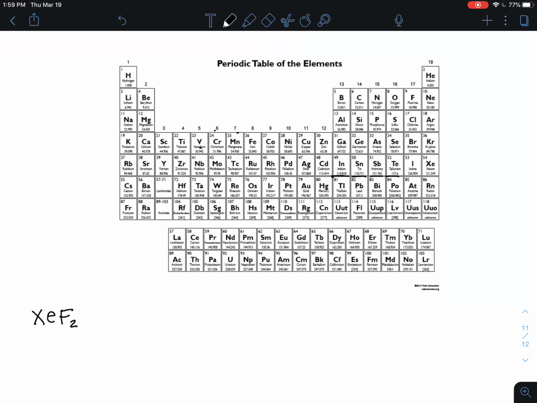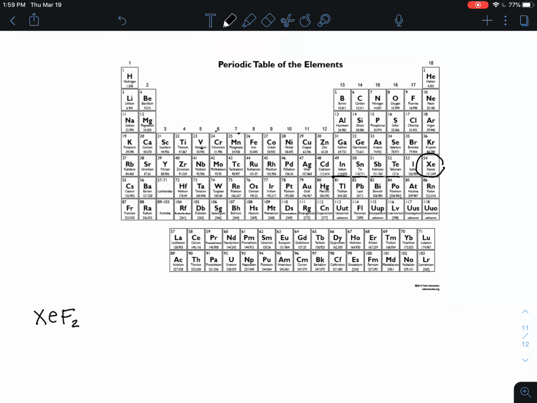Drawing Lewis structures of a little bit more complex compounds. So here we have xenon difluoride. This is from your Lewis structure lab. And it's a little tricky to figure out why there's bonding happening. So if you look at where xenon is located, it's right here in group 8.